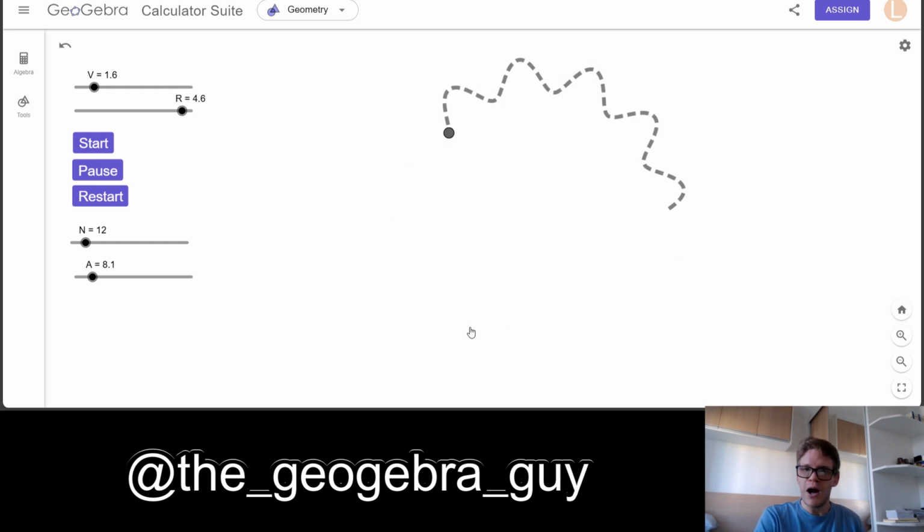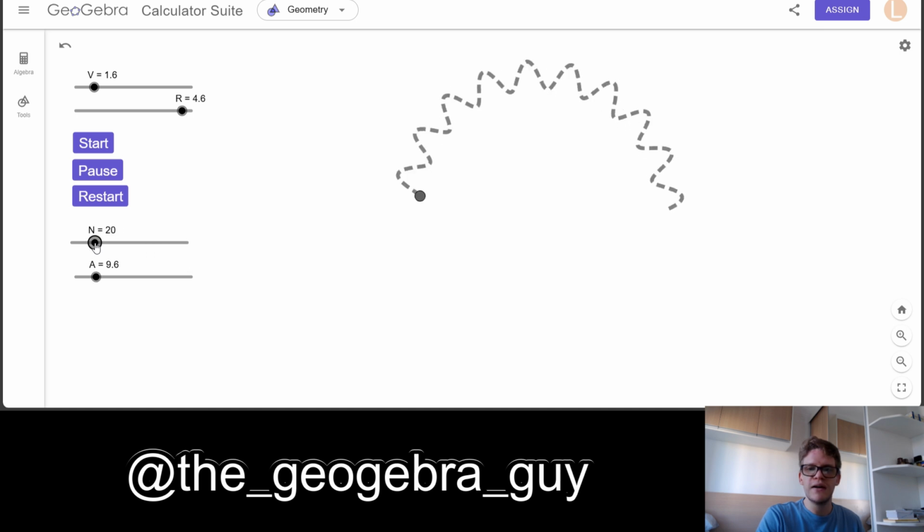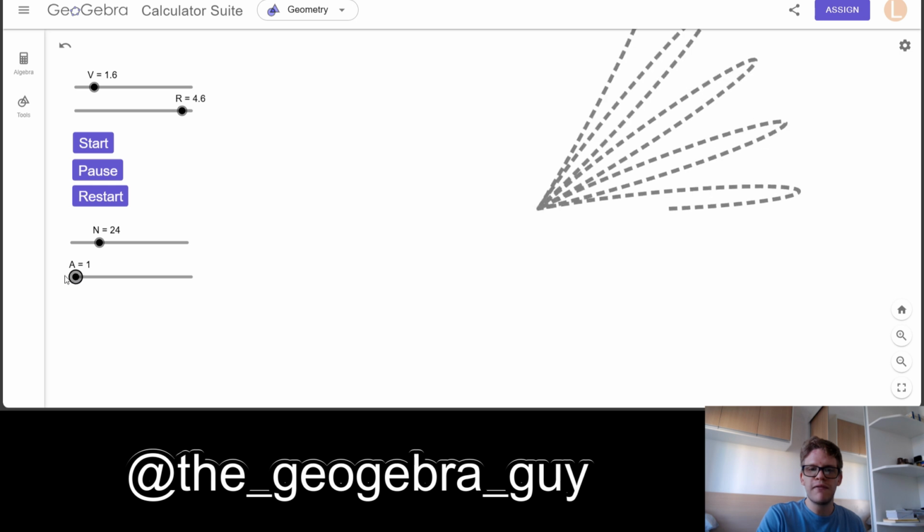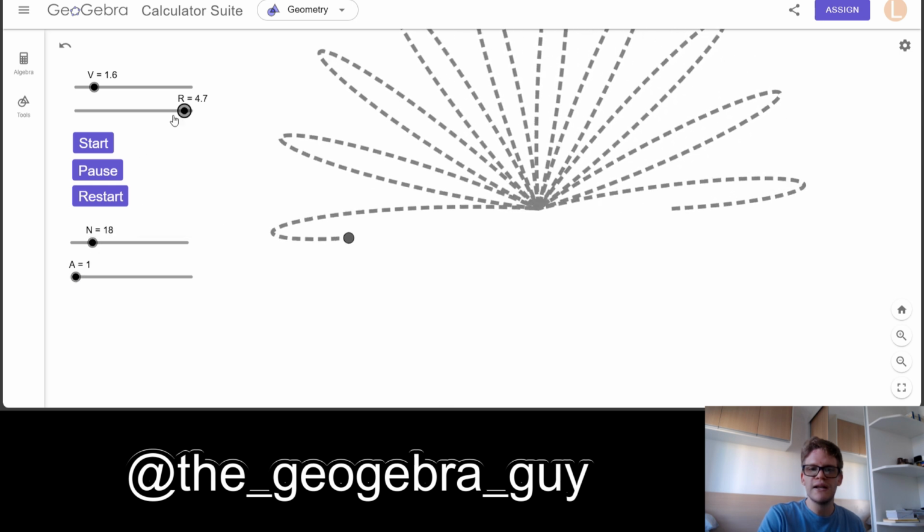But for now, you are here because you want to know the thought process behind this wiggly circular motion. As I said, you can twist some parameters here, the n, the number of wigglings, and the amplitude, and it can become a flower if you twist it right.